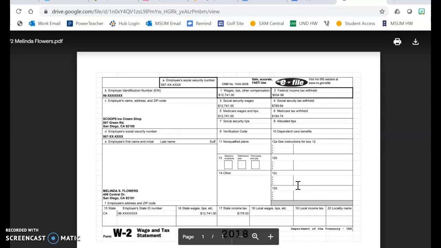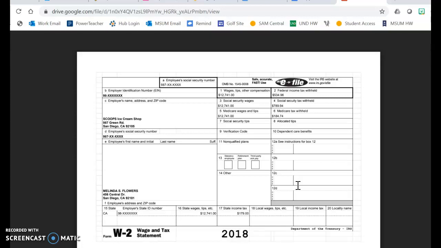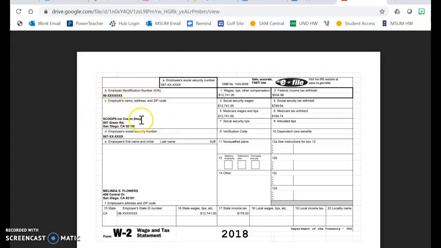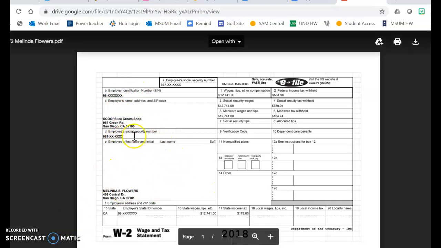A W-2 is a form that your employer sends you, usually in January, and you need this W-2 form to complete your taxes. Basically, a W-2 form tells you how much money you have made throughout that year, as well as how much money has gone to different taxes. So if you notice here, it will have your social security number, your identification number, your employee number, your employer's name and address, and then it has your name and address and those sorts of things. Just personal information over here.